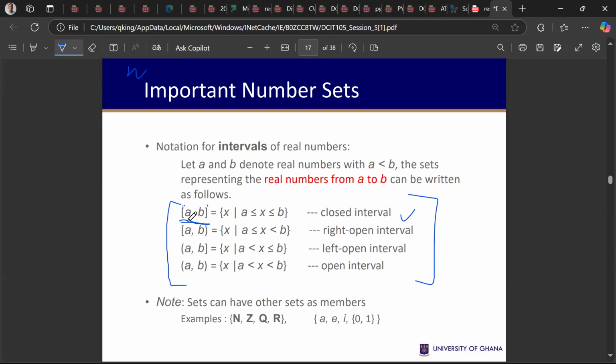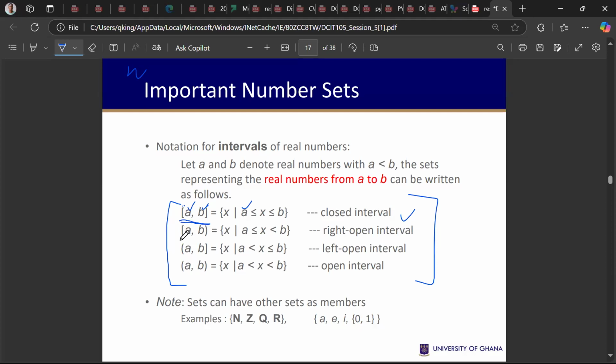With the example given here, we could see a and then b. So with x, we could see that a is less than or equal to x, and then less than or equal to b. And so it is within the range. So with this, you could see that we are within the range of a and b. And so hence it's a closed interval. Let's look at the second one.